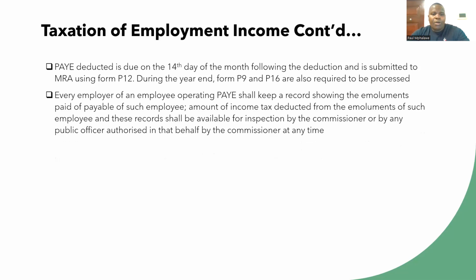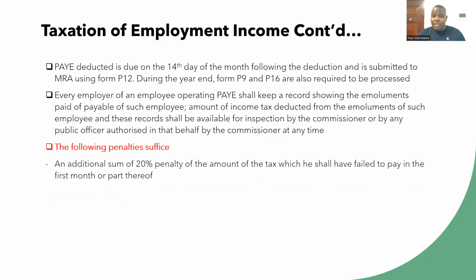Every employer of an employee operating PAYE shall keep a record showing the emoluments paid to such employee and the amount of income tax deducted from the emoluments of such employee. These records shall be available for inspection by the Commissioner General or by any other public officer authorized by or on behalf of the Commissioner General at any time. You make payment of salaries, do not destroy information. Retain the information. I think the maximum period to retain this information is 5 years. So there are penalties.